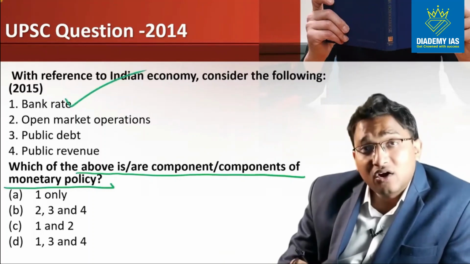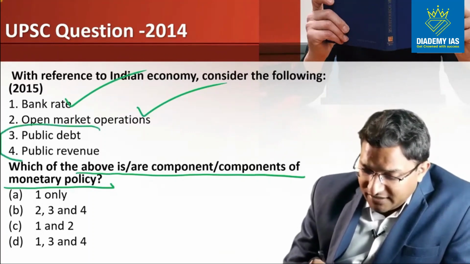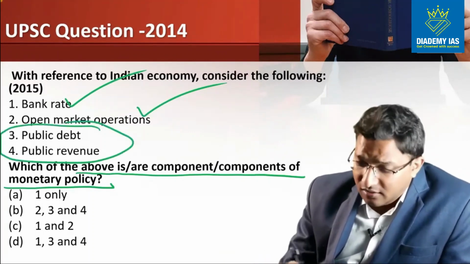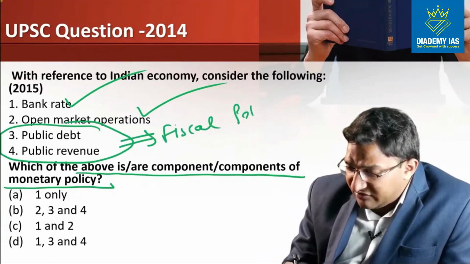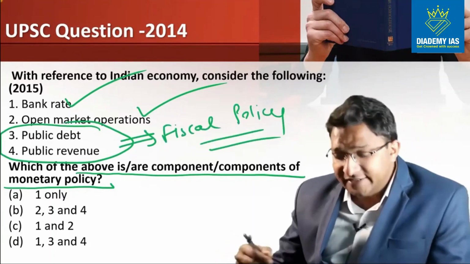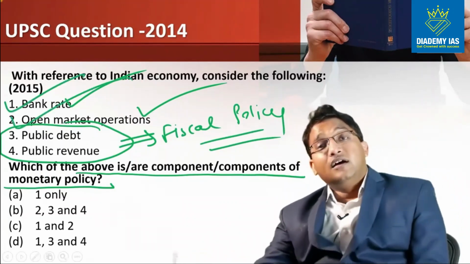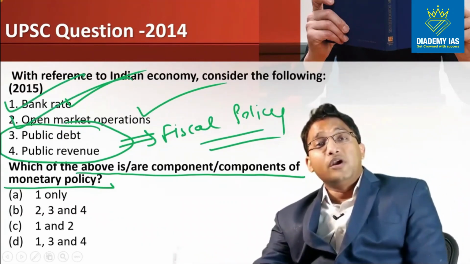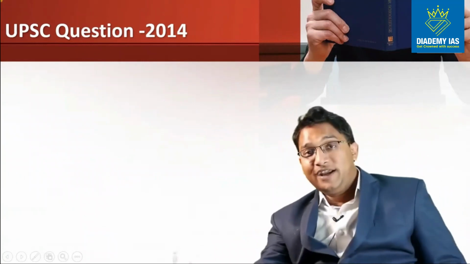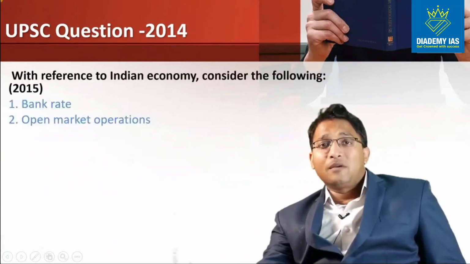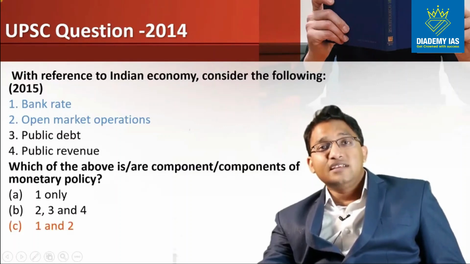Bank rate is a component. Open market operations is a component. Public debt and public revenue are not components of the monetary policy. They are basically components of the fiscal policy. Fiscal policy we have yet to discuss. We will discuss that separately. The point that you should keep in mind is that these are basically the monetary policy instruments. The answer is option C, 1 and 2. Right? So bank rate and open market operations are the components of monetary policy, and the answer is option C, statements 1 and 2.